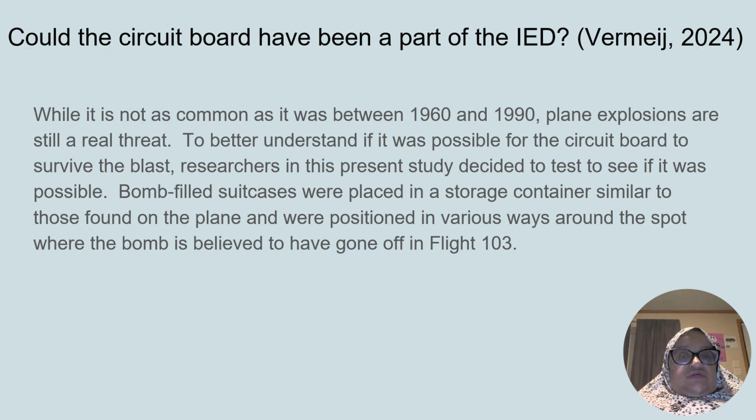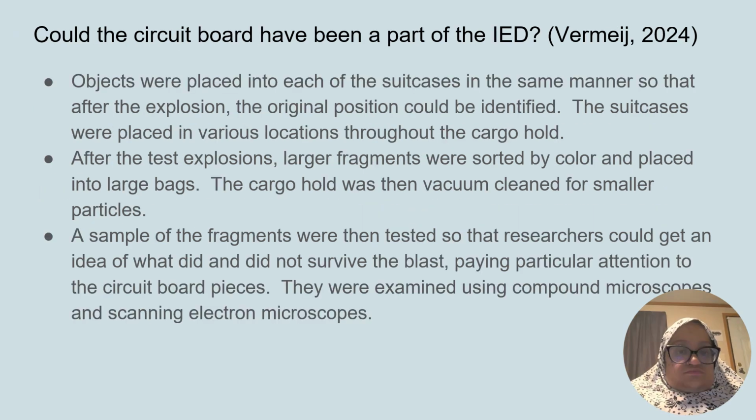To better understand if it was possible for the circuit board to have survived the blast, researchers in this present study decided to test to see if it was possible. Bomb-filled suitcases were placed in a storage container similar to the cargo hold that was found on the plane, and were positioned in various ways around the spot where the bomb is believed to have gone off in Flight 103. That spot is known as the Clayton spot.